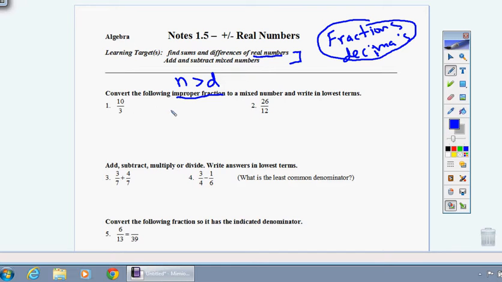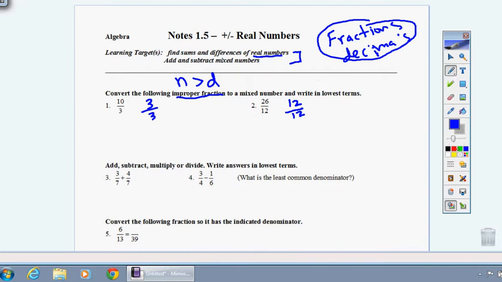Now, what does it mean to be an improper fraction besides that? Well, if the numerator is greater than the denominator, that means that the number itself is greater than 1. Because if I wanted to write the number 1 with a denominator of 3, I would write 3/3. Well, what's bigger, 10/3 or 3/3? Well, 10/3 is greater, so that means this number is bigger than 1. Same thing over here. If I wanted to write 1 with a denominator of 12, I'd write 12 over 12. Well, 26 twelfths is bigger than 12 twelfths, so this number is also going to be greater than 1.